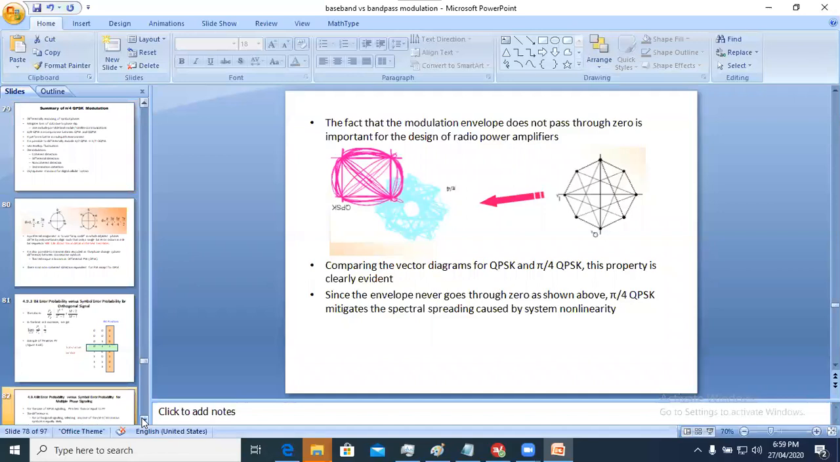So this is something we learned about QPSK, and next we will learn something about QAM, constellations, and some other modulation schemes.